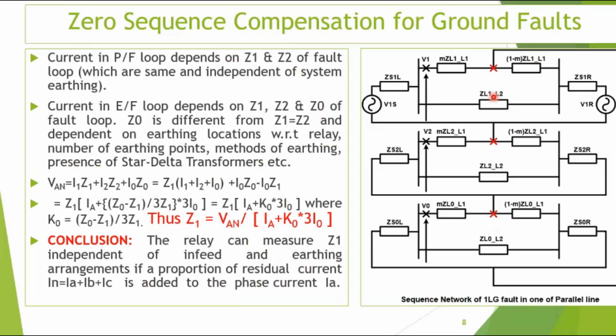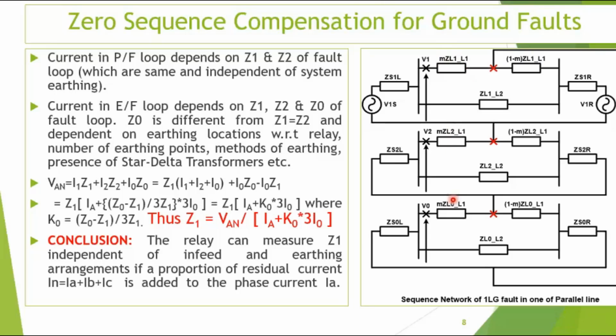Now, this is the sequence network of a fault on one transmission line in a parallel line system. The reason why I am showing it in a parallel line system will be understood just now. I could have shown it in a single line only. This line need not be shown. Now, over here in a parallel line, there is a fault at m percentage.